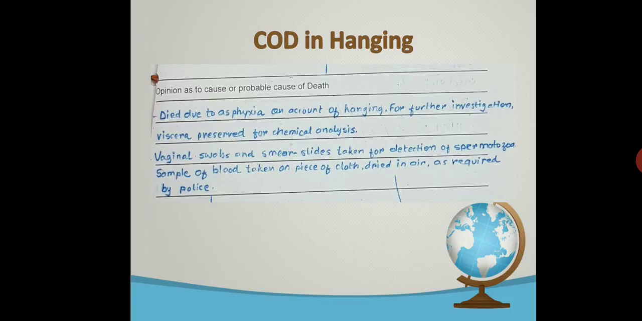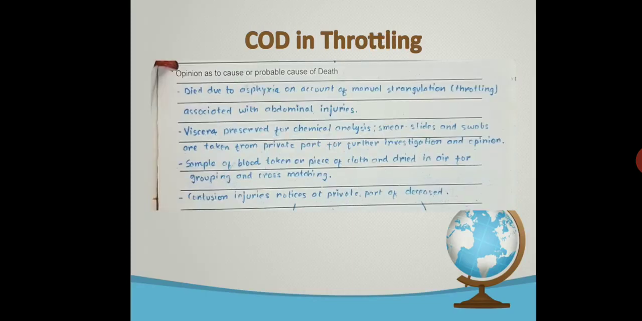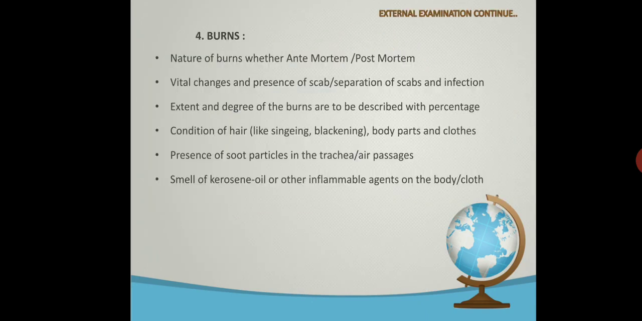Now if police have suspicion of sexual assault, then they may ask for a swab, vaginal swab or slide. So we have to take all the samples required by the police. So in the cause of death we have to mention the cause of death and which type of sample we have taken. Like that, this is the cause of death mentioned in case of throttling.